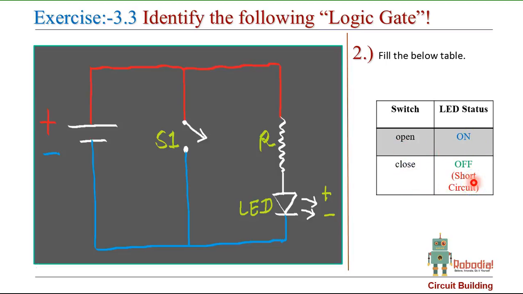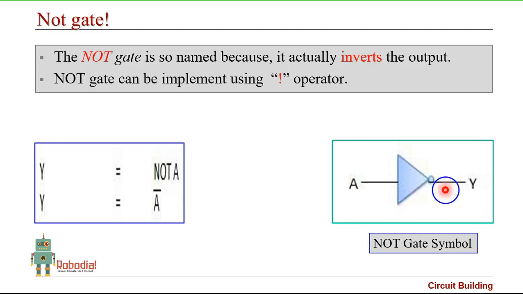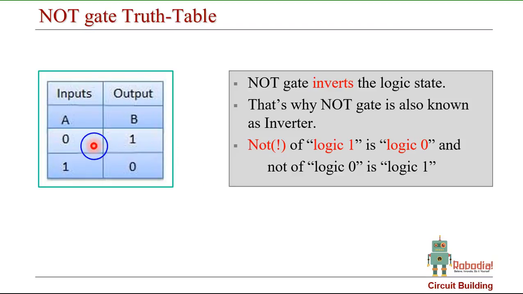Which is a typical characteristic of a NOT gate. This is the symbol of the NOT gate, a triangle and a dot. Let's take a look at the truth table. When the input is 0, output is 1; input is 1, output is 0. So that's how the NOT gate works.